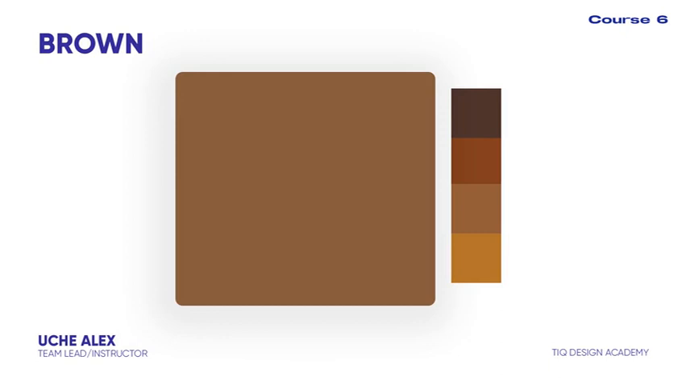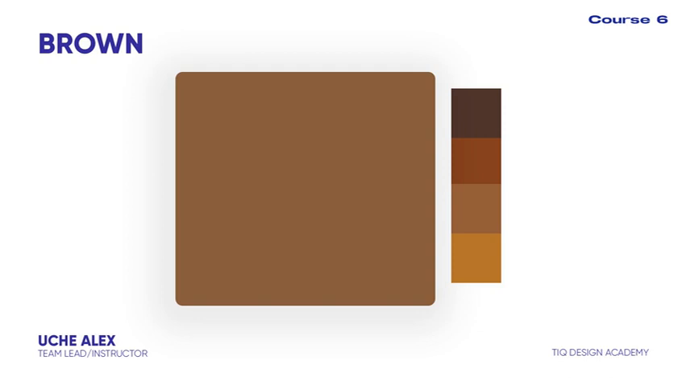Let's look at brown. Brown is the most commonly seen neutral in nature. Like looking around, the body of trees are mostly brown. The color of your skin is brown. The color of earth, that is the sand you walk on, is brown as well. So it is the most common neutral in nature.